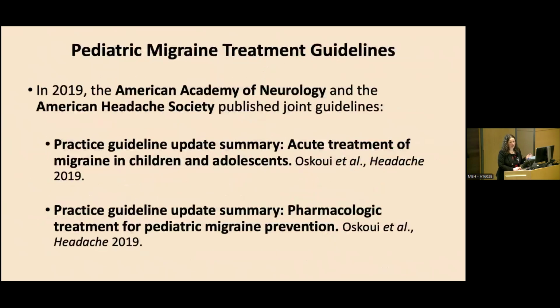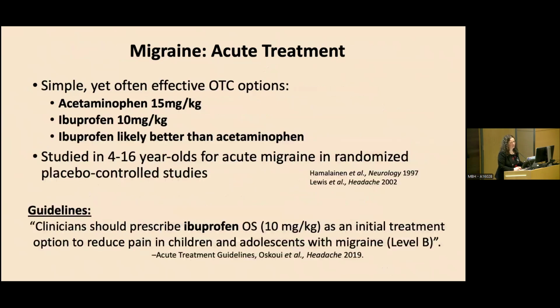And there are treatment guidelines. The most recent set are from 2019. These are joint guidelines from the American Academy of Neurology and the American Headache Society. There's guidelines for acute treatment. There's guidelines for preventive treatment. And on the acute side, which we'll take first, first line things are the common things that you would think of: acetaminophen, ibuprofen. These have been shown in randomized placebo-controlled trials down to age 4 to be superior for acute treatment of migraine in children. And so the guidelines reflect that.